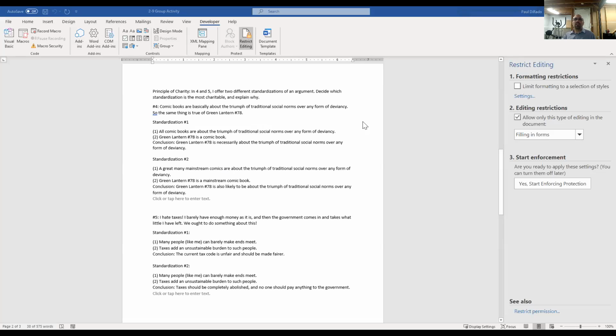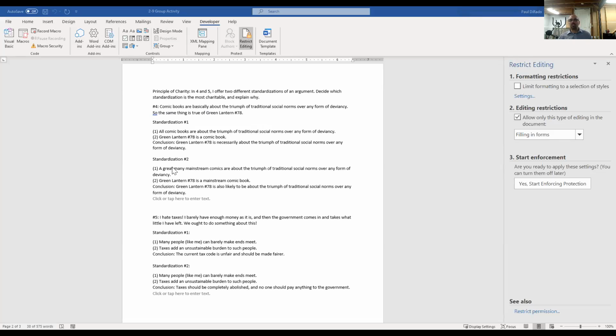So in this case, you've got the argument: comic books are basically about the triumph of traditional social norms over any form of deviancy. So the same thing is true of Green Lantern number 78. In this case, I think there's multiple ways we could interpret this argument as it's given to us. There's multiple renderings we can give it, especially this first claim. The comic books are basically about the triumph of social norms over any form of deviancy. There's different ways we could interpret or read that claim.